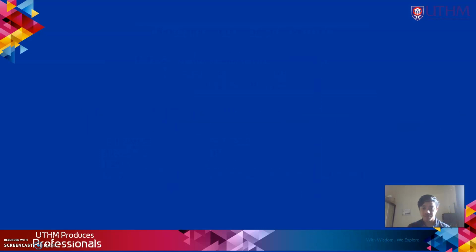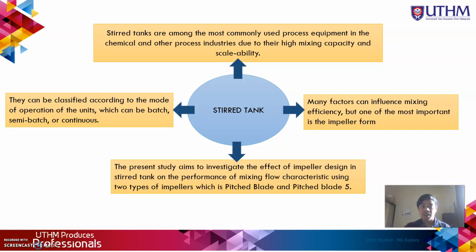For the introduction, steel tanks are among the most commonly used process equipment in the chemical and other process industries due to their high mixing capacity and scalability. They can be classified according to the mode of operation of the units, which can be batch, semi-batch, or continuous. Many factors can influence mixing efficiency, but one of the most important is the impeller form. The present study aims to investigate the effect of impeller design in the steel tank on the performance of mixing flow characteristic using two types of impeller, which is pitch blade and pitch blade 5.